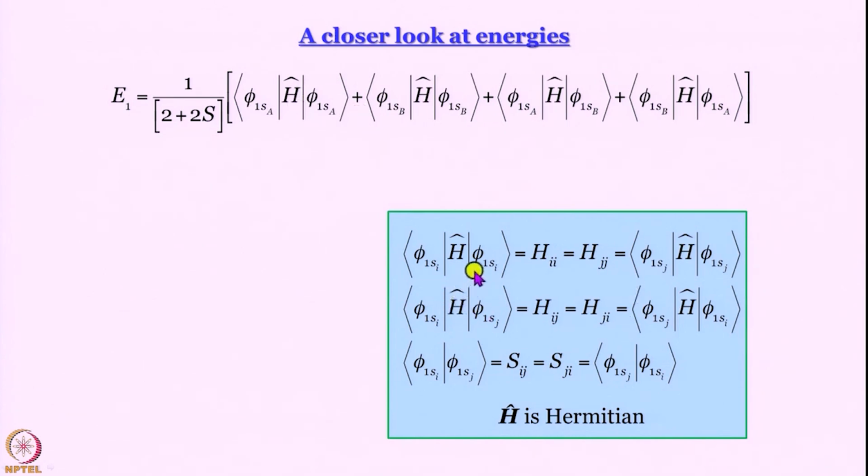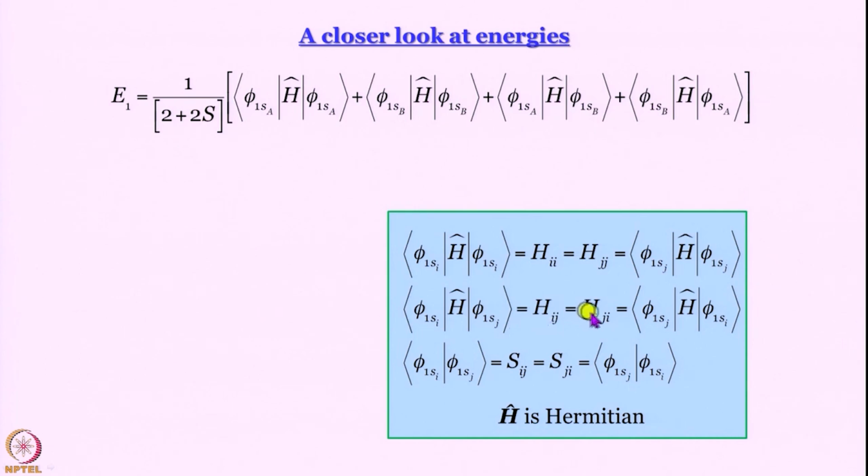So what we say is, whenever we have the same orbital before and after, in the bra vector and ket vector, we call that integral Hii or Hjj, both are actually the same. It does not matter because both are 1s orbitals. When we have say 1sA in the bra vector and 1sB in the ket vector, or the other way around, we call it Hij.